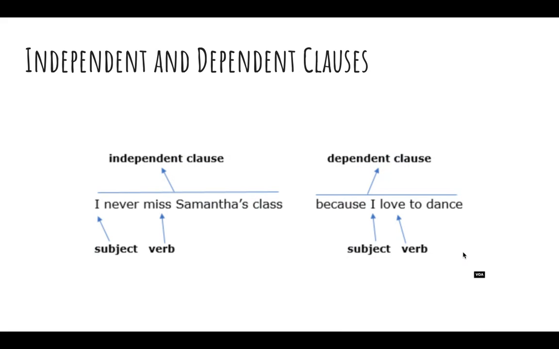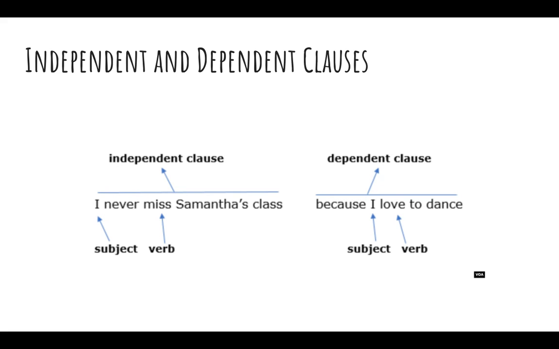Then we have independent and dependent clauses. This is stuff that you really need to make sure that you know, because as you write, these clauses will tell you what punctuation you need. It'll tell you if you need a conjunction in a certain part of your sentence, and it'll help you give variety in your writing so you don't sound like a drone. Just, I never miss Samantha's class. I love to dance.